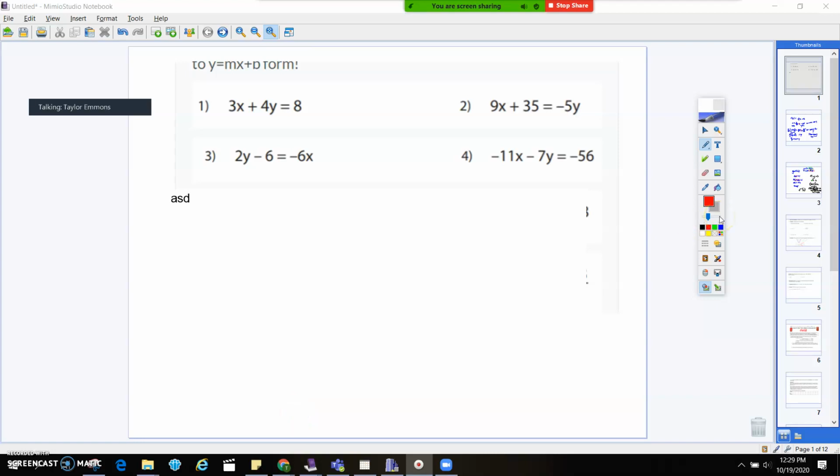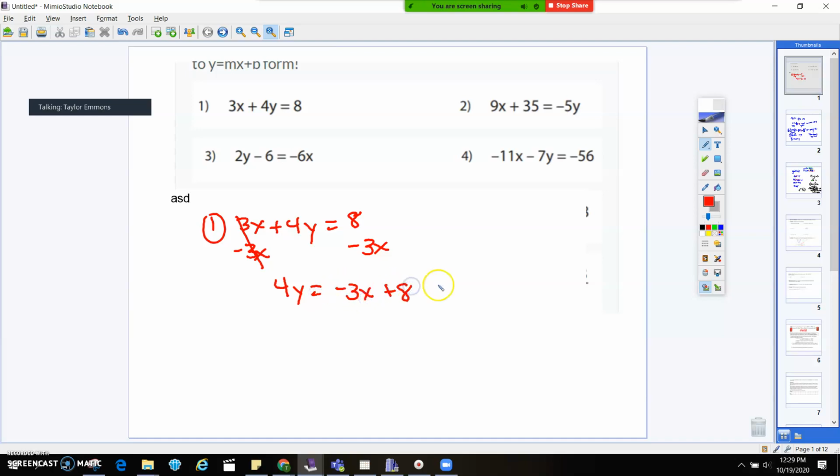All right, so on number one, what's going to happen is we're trying to get y by itself. Okay, so the first thing that we want to do is we want to move this 3x to the other side. And so this gives us 4y equals negative 3x plus 8. We still want y by itself, so we're going to divide by 4 on both sides. And that's going to give me y equals negative 3/4 x plus 8 divided by 4 is 2.